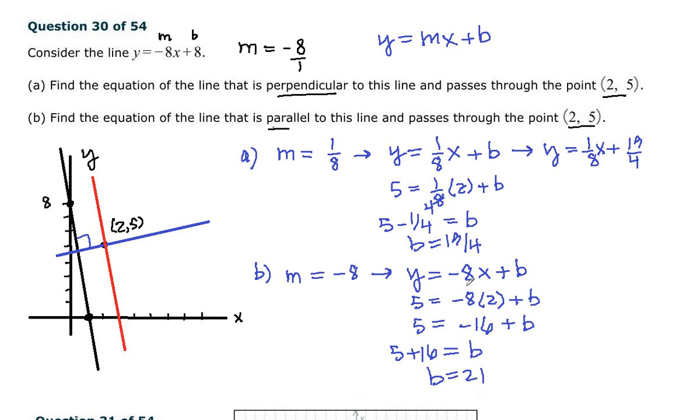And now we can put that in here. So this will give us y equals negative 8x plus 21. And that's the red line. So it's going to have a y-intercept up here at 21, and still your slope is fall 8, run 1.